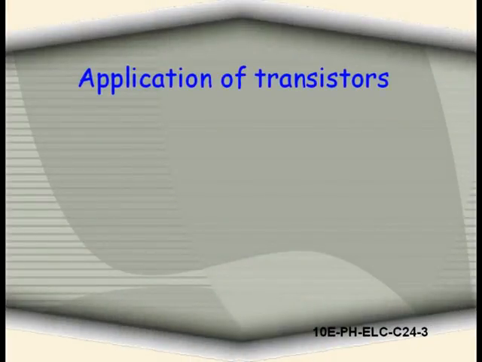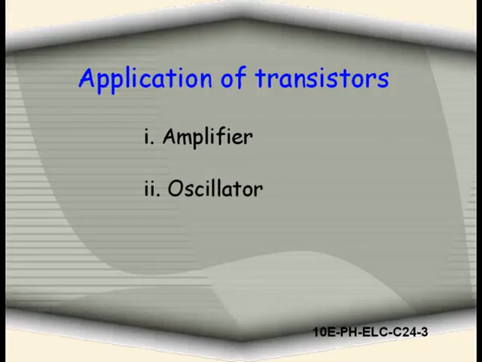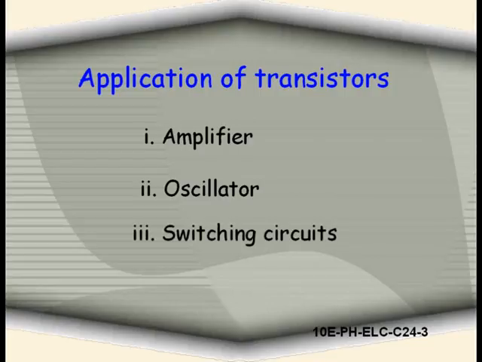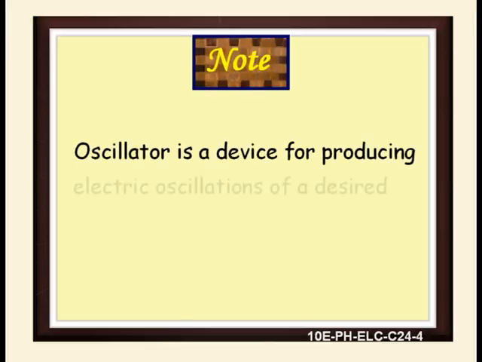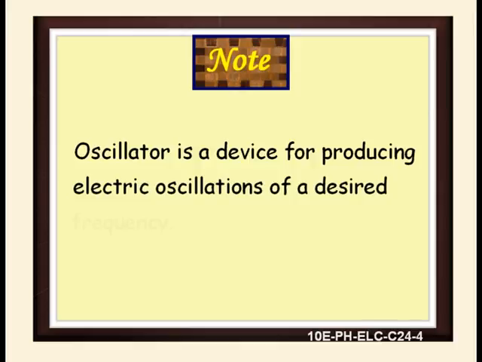Application of transistors. Application number 1. Amplifier. Application number 2. Oscillator. And application number 3. Switching circuits. Children, write down these important applications in your notebooks. Note: oscillator is a device for producing electric oscillations of a desired frequency. Children, note down this important point in your notebooks.